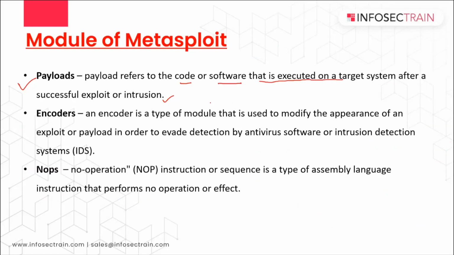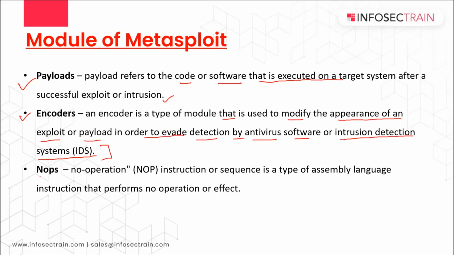Now, then there is going to be the encoder. Encoder makes sure that your payload makes it to its destination intact and undetected, in simple terms, right? The official definition you will be seeing here, but in simple language, one liner, it makes sure that your payload makes it to the destination intact and undetected. So encoder is a type of module that is used to modify the appearance of an exploit or a payload in order to evade detection by any antivirus software or even the intrusion detection system, IDS. So this is going to be your encoder.